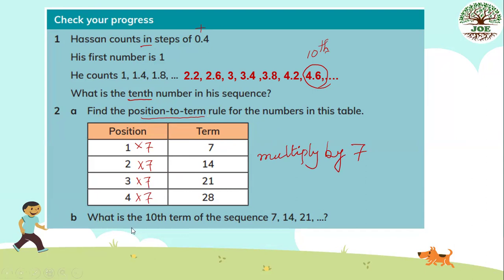Okay, part B, what is the 10th term of the sequence 7, 14, 21? These are multiples of 7. So our 10th term for this sequence is easy: 70. 10 times 7 is 70.